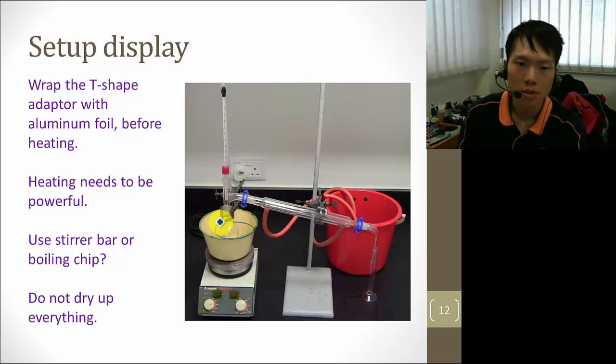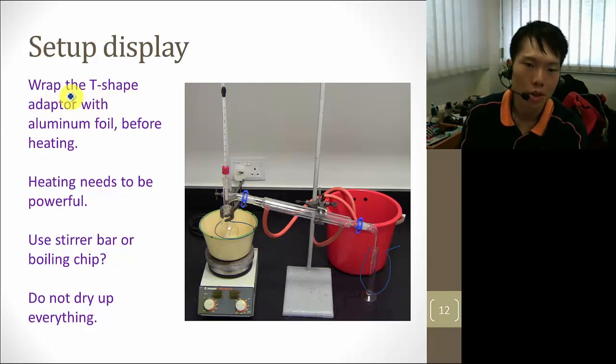Your round bottom flask is here, and the thermometer should be placed at the mouth of the T-shaped adapter, okay, slightly below the mouth. Of course, here you can measure the volume of your ester, or you can directly put your vial here.